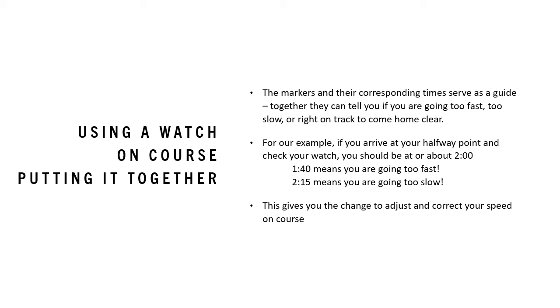However, if I come to my halfway point and I'm at 1 minute and 40 seconds, which is 20 seconds earlier than I was meant to arrive at my halfway point, then I know I'm going too fast. And the same is true if I get there and it's 2:15 or 2:20. Okay, I'm going a little too slow, right? But the reason that we're checking this watch halfway through the course is that we still have time to adjust and correct our speed and still come in at the right time.